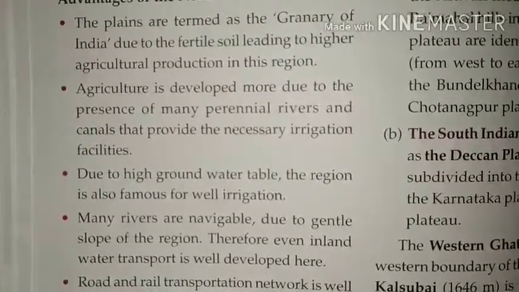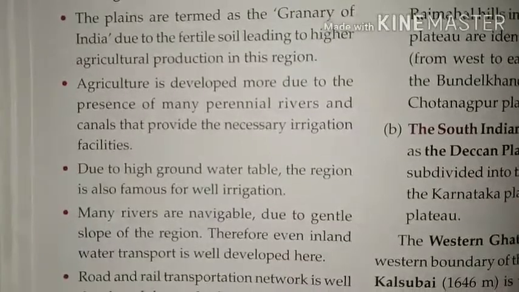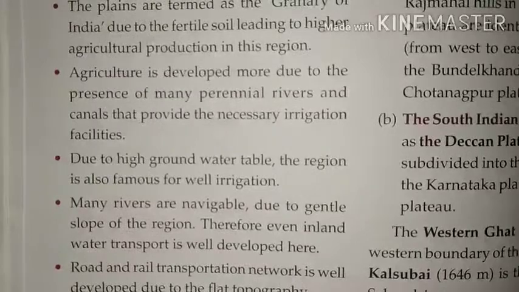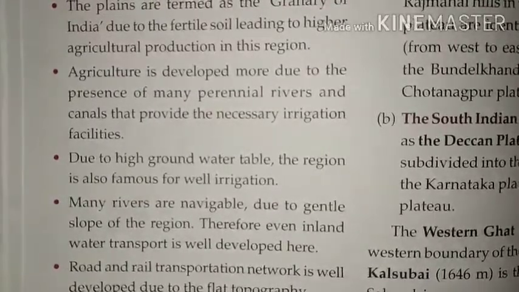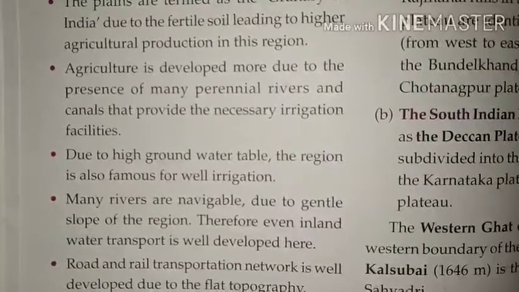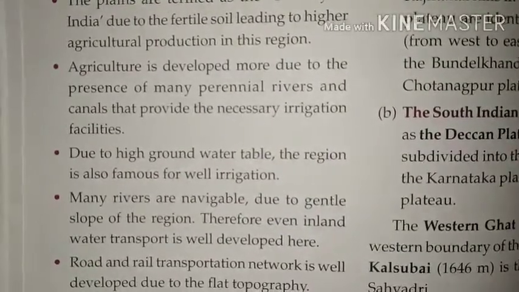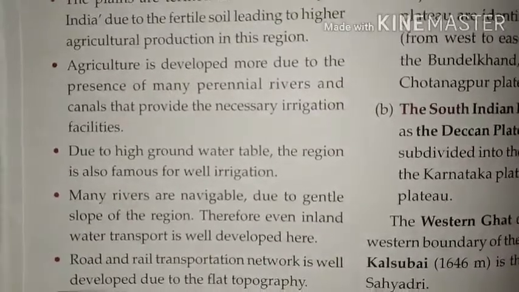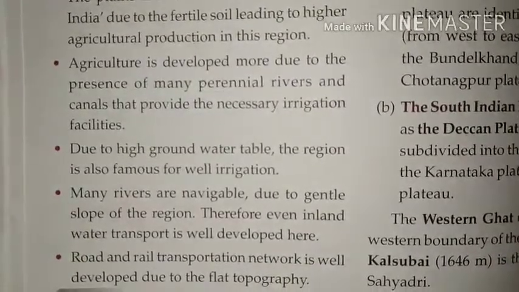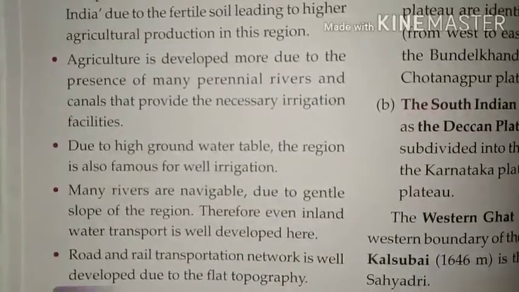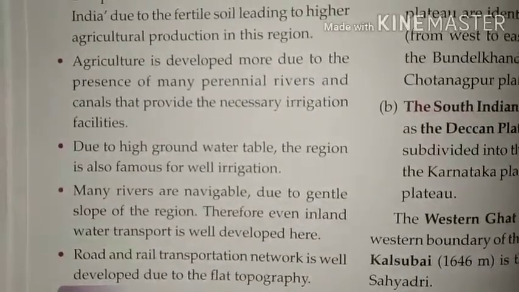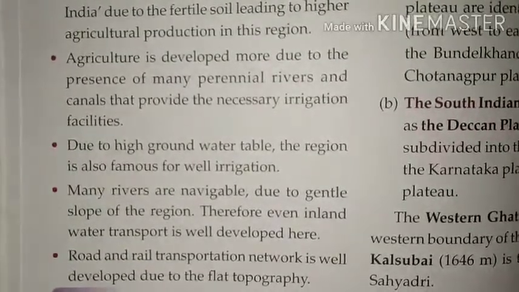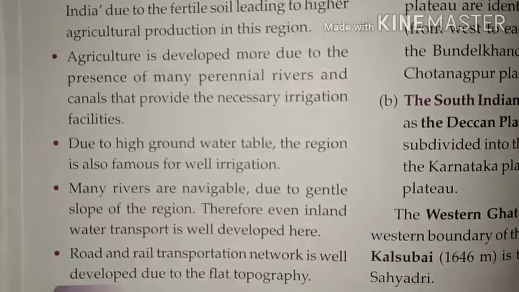Next one is, due to high groundwater table, the region is also famous for well irrigation. Not only are rivers there, but the underground water table is also very high. So digging a well and using that water for irrigation is very easy there. Many rivers are navigable. That means the rivers mostly flow in the plains. There is no mountain, there is no waterfall, and enough water is there in the rivers. So these rivers are navigable, that means they can be used for transportation. Water transportation is quite possible in this region.